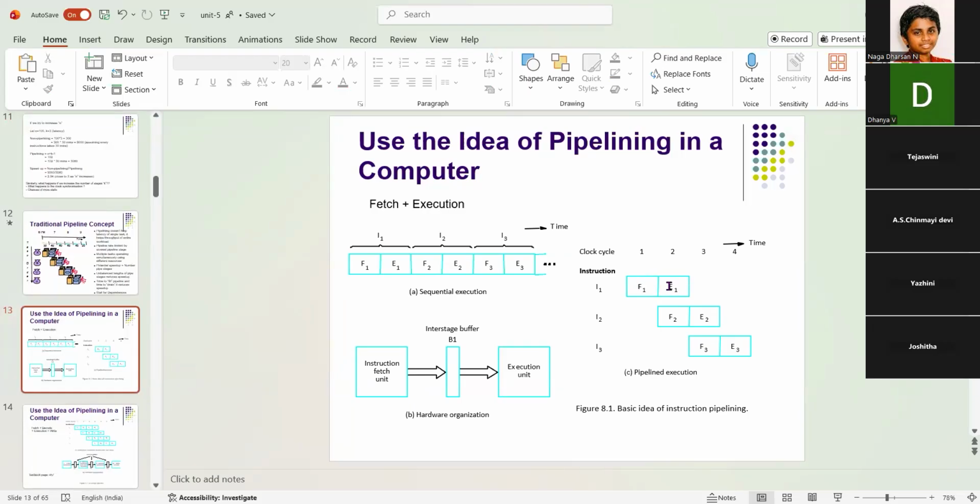There are 2 stages. K is 2 minus 1. 3 plus 2 minus 1, which is 4. 3 plus 2 minus 1 is 4, no? So there are 4 clock cycles. So you can understand in that terms.